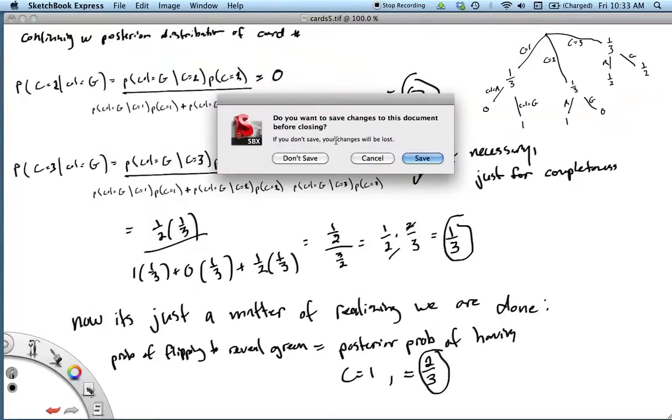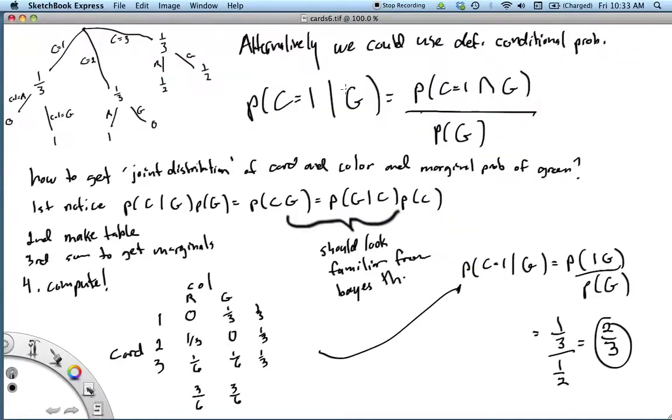Okay, but how else could we have done this? Well, we could have used the definition of conditional probability, which is the probability of A given B is equal to the probability of A and B, that is the probability of the intersection of A and B, or as I'll often call it, just probability AB, over the probability of B, the marginal probability of B. So to do this calculation, you would have to know what the joint distribution is of color and card selection. So how do we get at that?